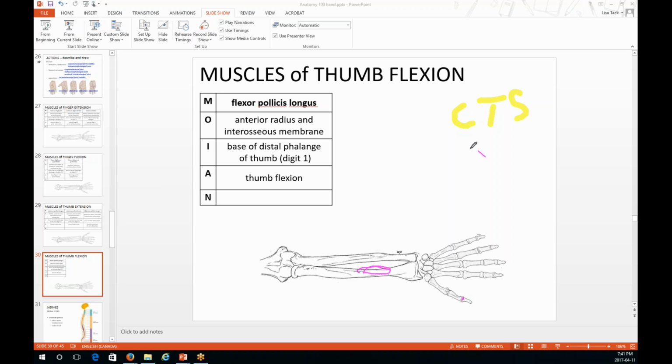So now we have a total of at least 9 tendons going in the carpal tunnel. Sometimes 10 if flexor radialis brevis is in there as well.